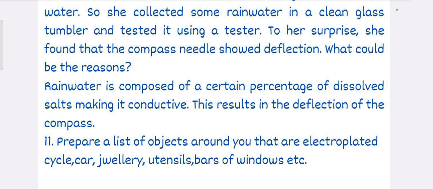Question 11. Prepare a list of objects around you that are electroplated. Answer: cycle, car, jewelry, utensils, bars of windows, etc.